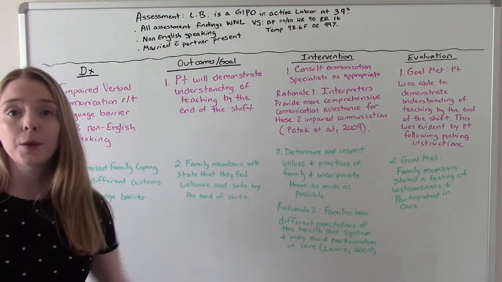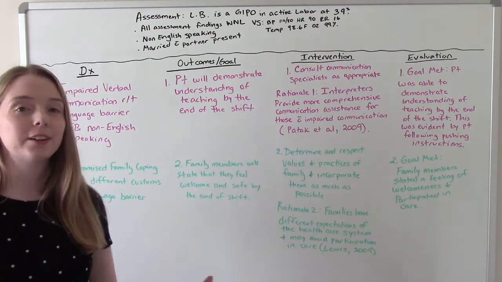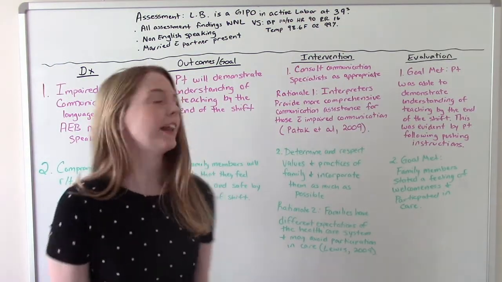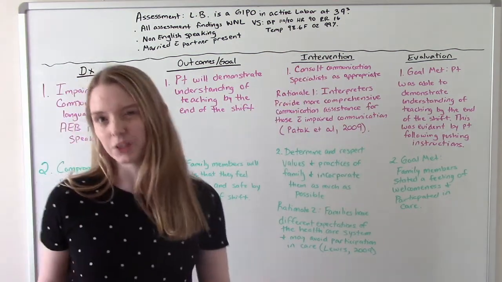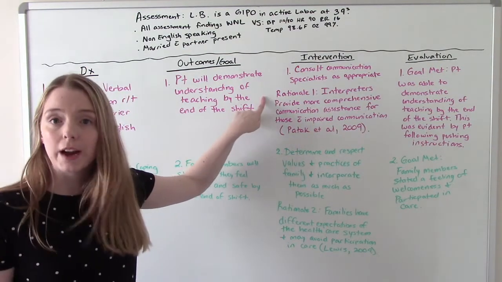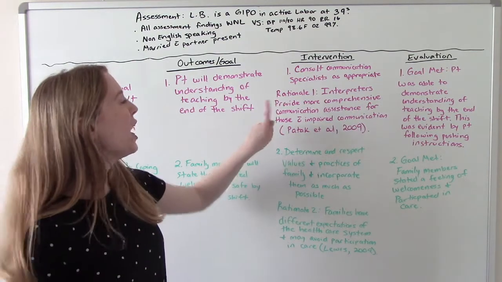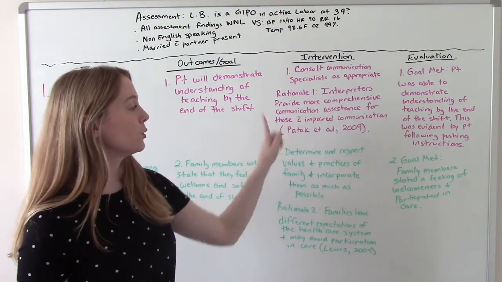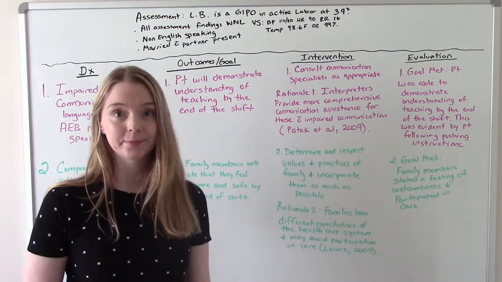How are we going to do that? We're not going to teach her English in 8 hours, right? So what are we going to do? We're going to use an interpreter. So our intervention is to consult a communication specialist, aka an interpreter, as appropriate. And then what's our rationale for choosing this intervention? Interpreters provide more comprehensive communication assistance for those with impaired communication. And then of course I cited that.